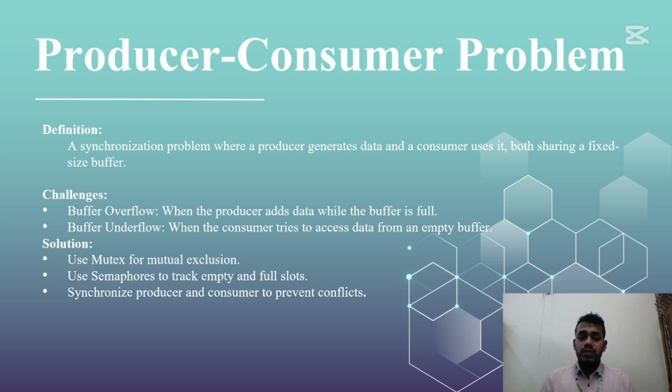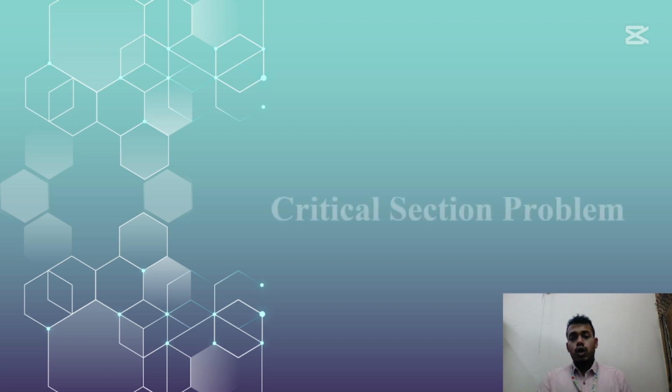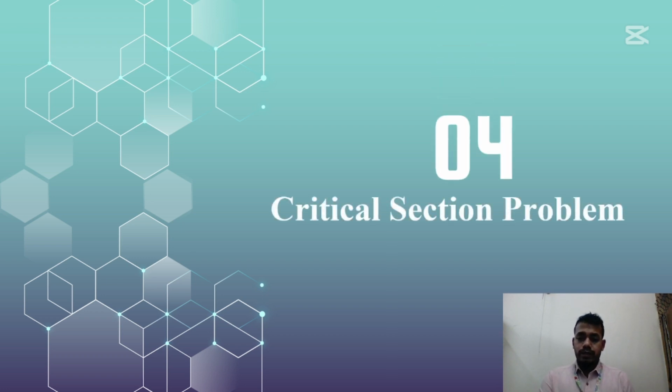What is the solution of this problem? The solution could be: use mutex for mutual exclusion, use semaphores to track empty and full slots, and synchronize producer and consumer to prevent conflicts.